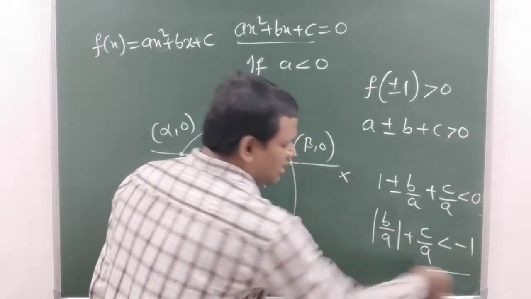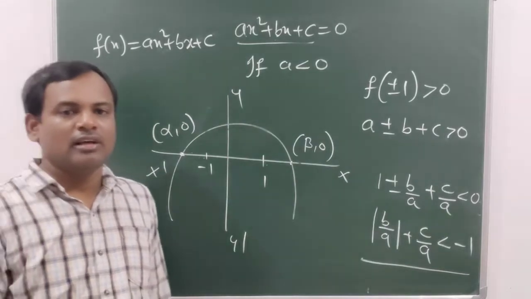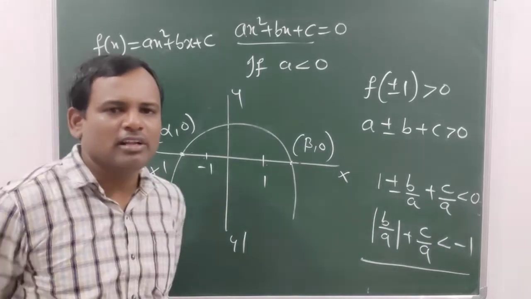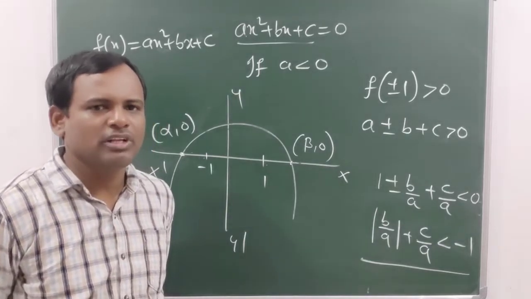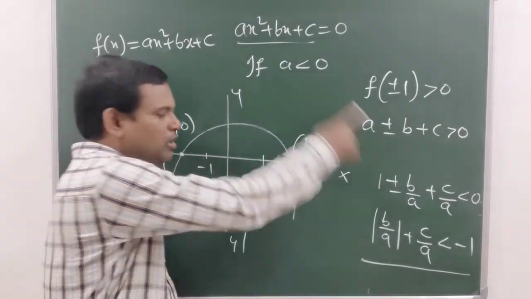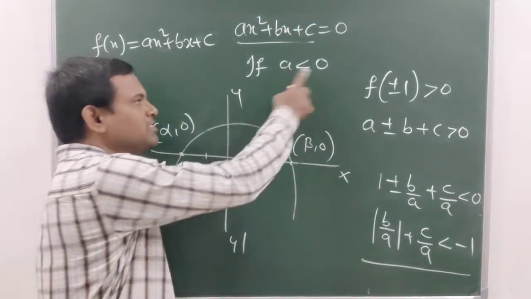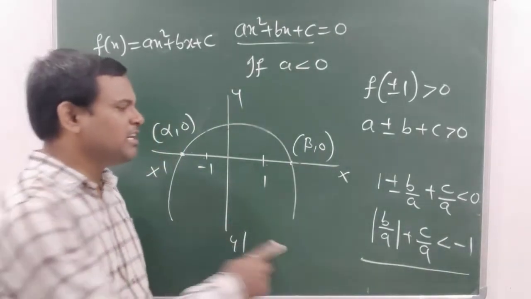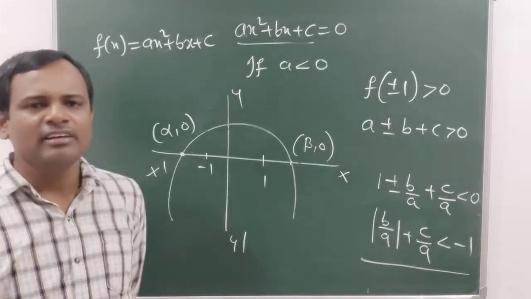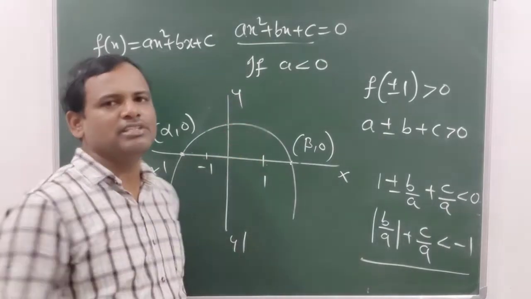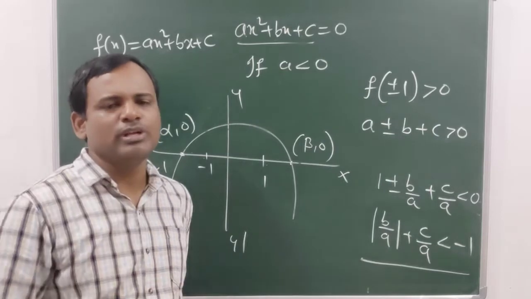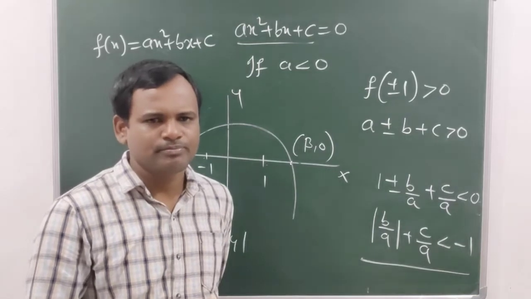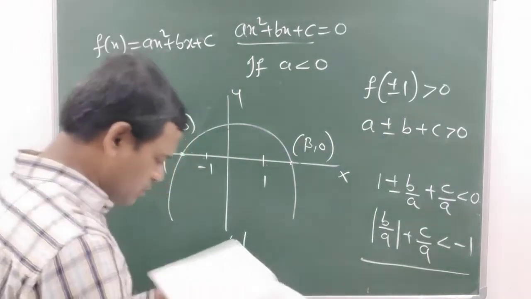So this is the right relation between a, b, c when alpha is smaller than minus 1 and beta is more than 1. When you take a positive, you have got the same relation. When you take a negative, we have got the same relation. Hence, we can say that this is the required relation between a, b, c in such a way that one of the roots is smaller than minus 1 and the other root is more than 1. Okay? Right. Now let us go to one more application.